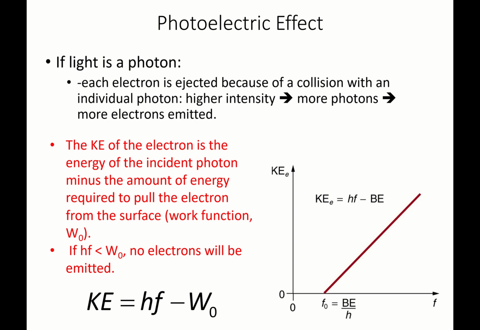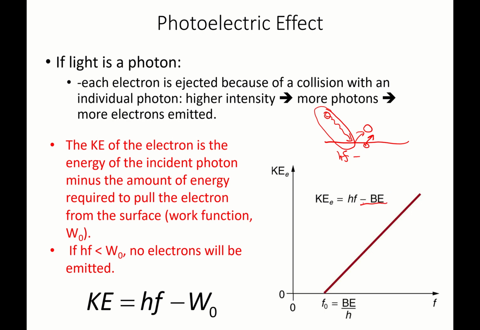So if light is a photon, a particle of light, then what we can imagine happening is that as we have each photon, little particle of light coming in and hitting the surface, it can knock out one electron. And so if we have higher intensity light, what that means is that we have more photons hitting the surface, and so we'll have more electrons emitted. The kinetic energy at which those electrons come off is going to depend on the energy of the light that's coming in, hf, minus how much energy it takes to pull the electron out of the surface.